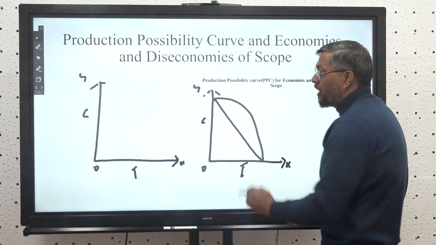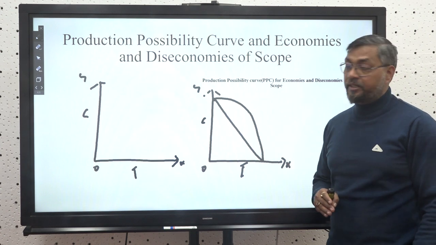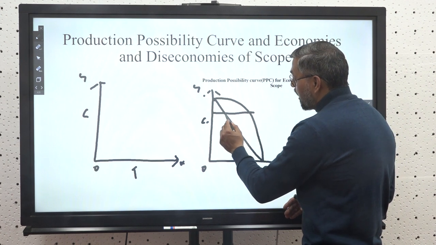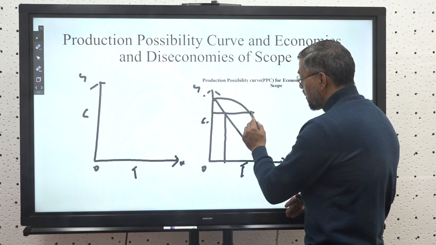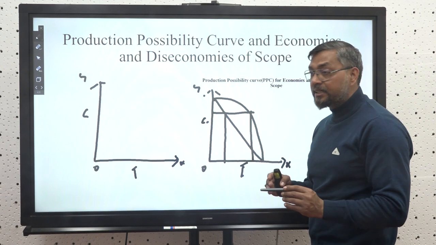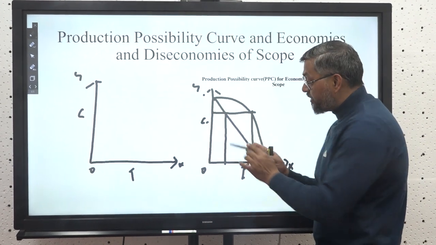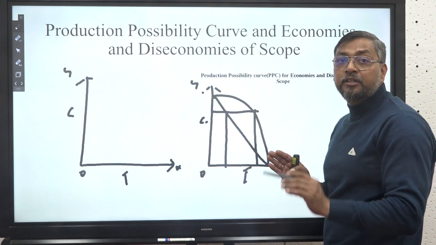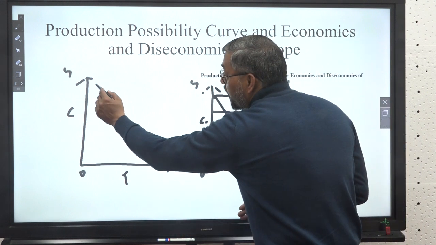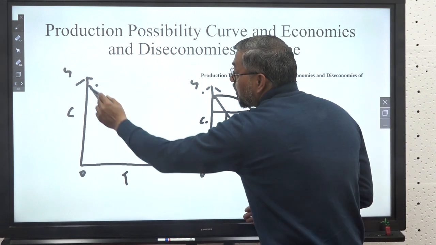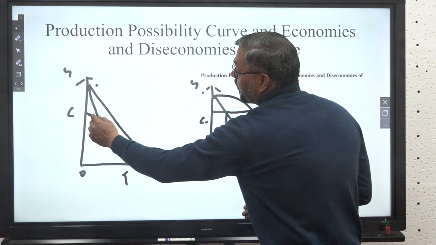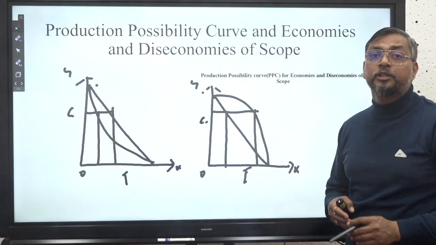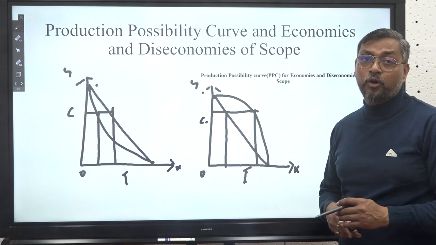If your production possibility curve is concave to the origin, now if you look, you can produce more units of car as compared to this situation, right? Thus, we can see that when the production possibility curve is concave, it shows economies of scope. And when it is convex, it will give diseconomies of scope. That is, producing the two outputs jointly is not giving us that much benefit.